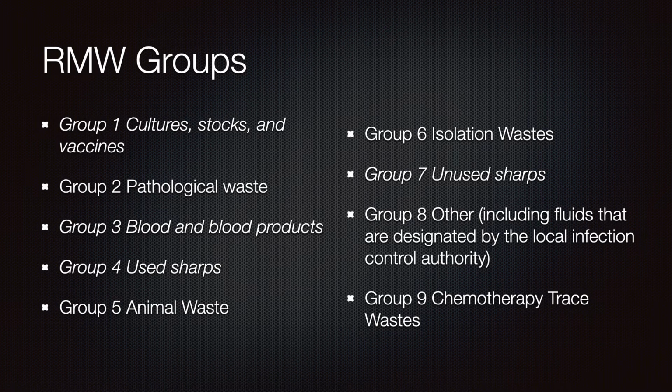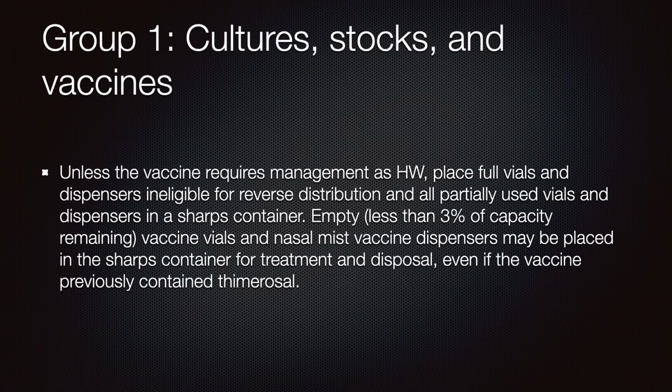So you'll notice that I put italics on the ones that we're going to actually be covering that are most applicable to your daily lives, which is group 1, cultures, stocks, and vaccines; group 3, blood and blood products; and groups 4 and 7, used sharps and unused sharps. Starting with group 1, pretty straightforward here, everyone. Empty vaccine vials and nasal mist vaccine dispensers should be treated and put into a sharps container for treatment and disposal, okay?